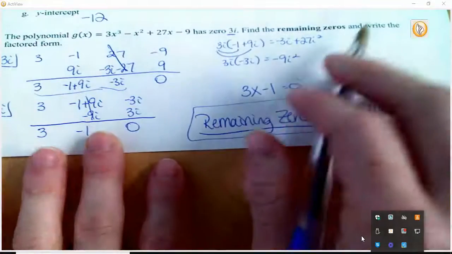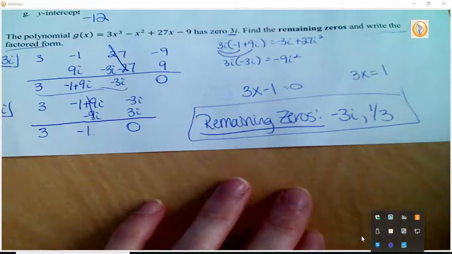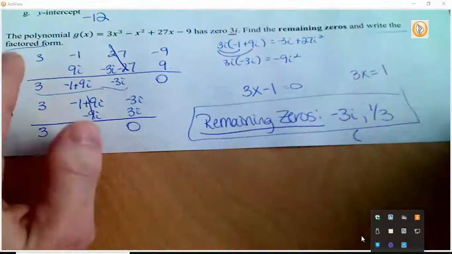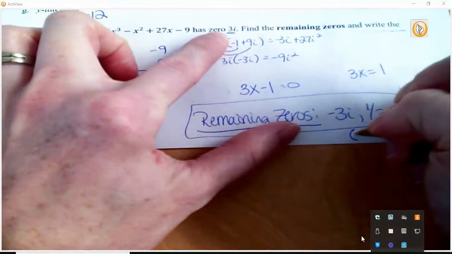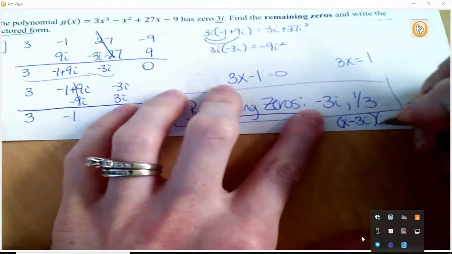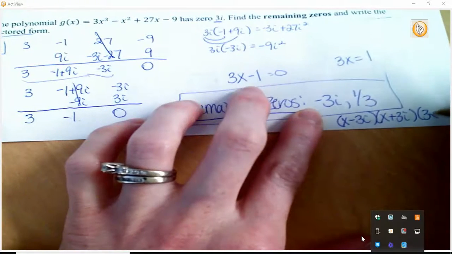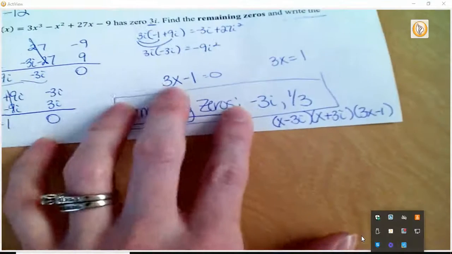This time I also said, and write the factored form. So, since 3i was a 0, you would have x minus 3i. For the negative 3i, you would have x plus 3i, and then we had the 3x minus 1.